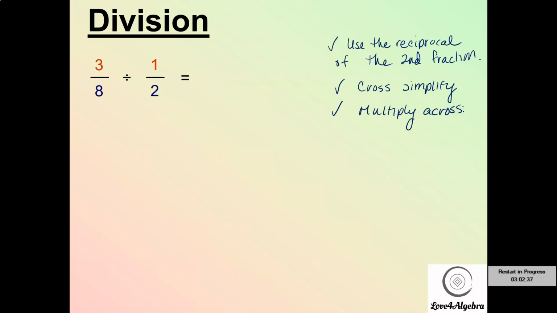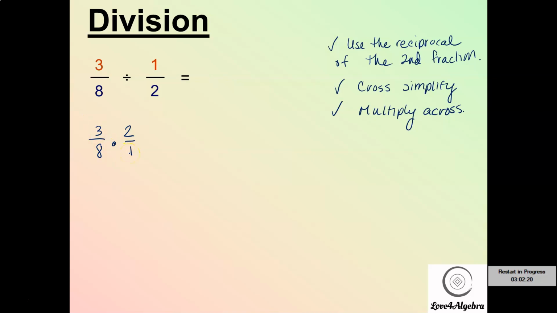So the first thing I'm going to do is I'm going to find that reciprocal. So I'm going to take 1/2 and flip it upside down. And then instead of dividing, you're now multiplying. So 1/2 becomes 2/1. That's the reciprocal. Now I'm going to cross simplify.